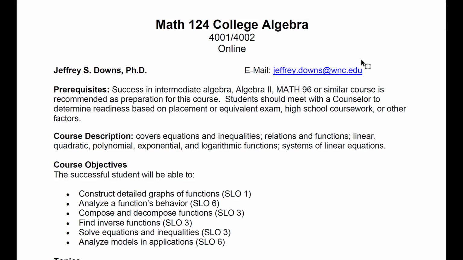So, prerequisites: success in intermediate algebra, algebra 2, Math 96, or a similar course is recommended as preparation for this course. Students should meet with a counselor to determine readiness based on placement or an equivalent exam, high school coursework, or other factors. Course description covers equations and inequalities, relations and functions, linear, quadratic, polynomial, exponential, and logarithmic functions, systems of linear equations.